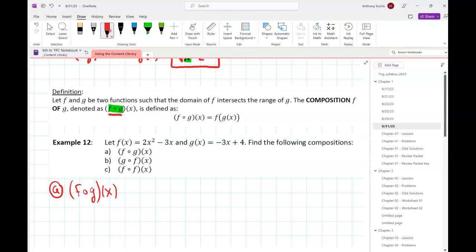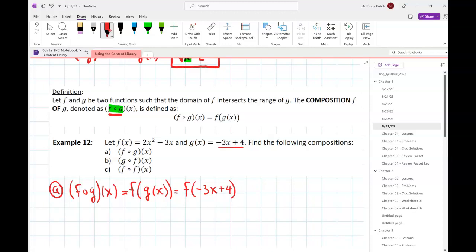If I use my definition from above, that's just the same thing as f of g of x. And in the problem, I observe that g of x is just negative 3x plus 4. So I'll replace the g of x with negative 3x plus 4.